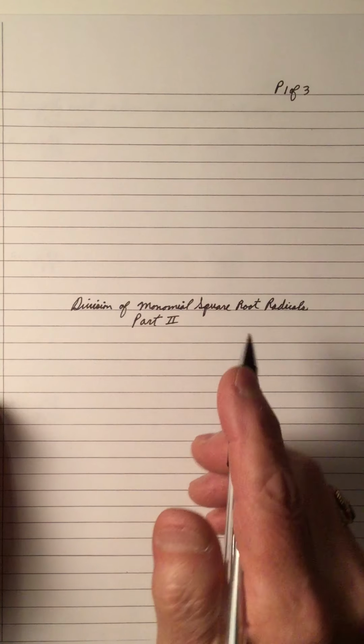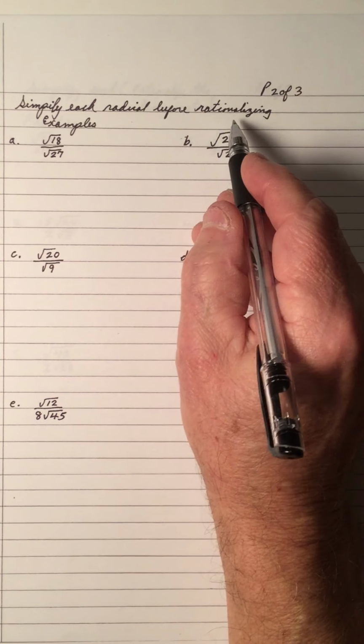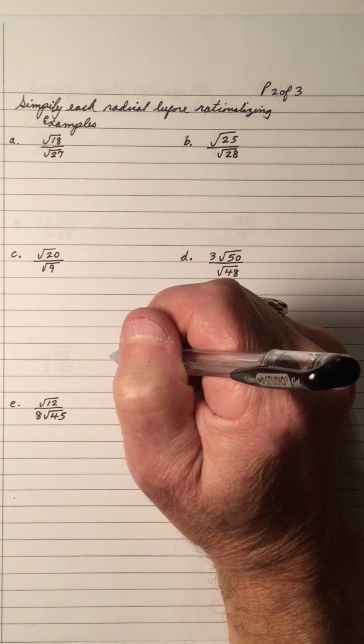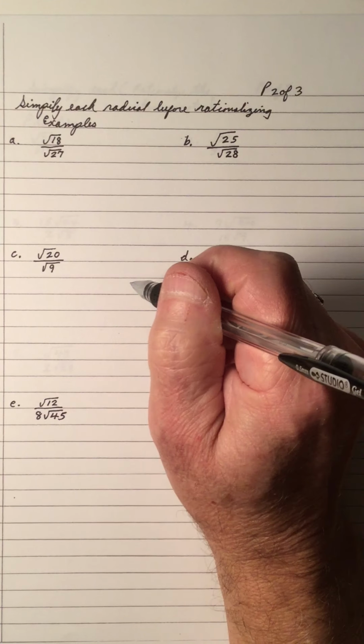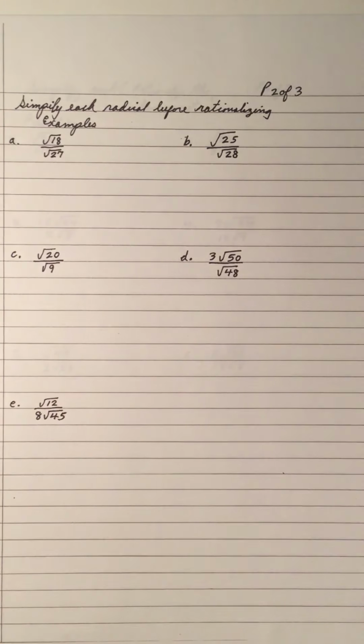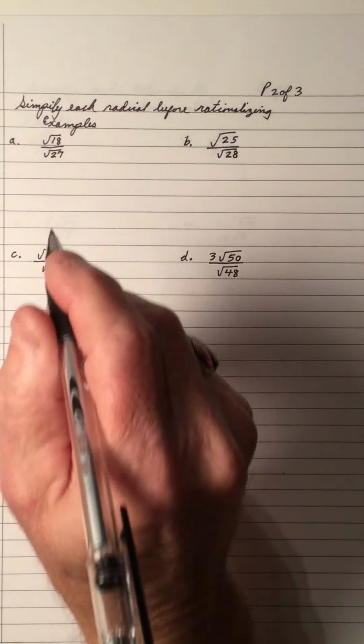Hi, welcome to my video on division of monomial square root radicals, part 2. Simplify each radical before rationalizing. In the previous video, all the radicals underneath the root were simplified. Now we should simplify the radical underneath the root before we rationalize the denominator.